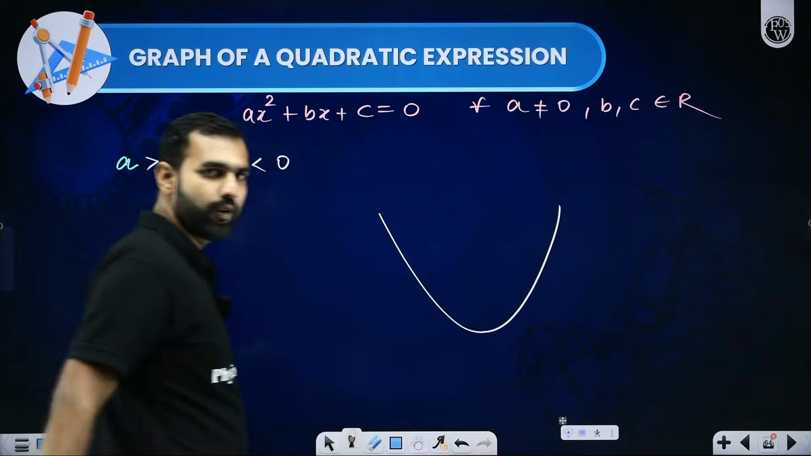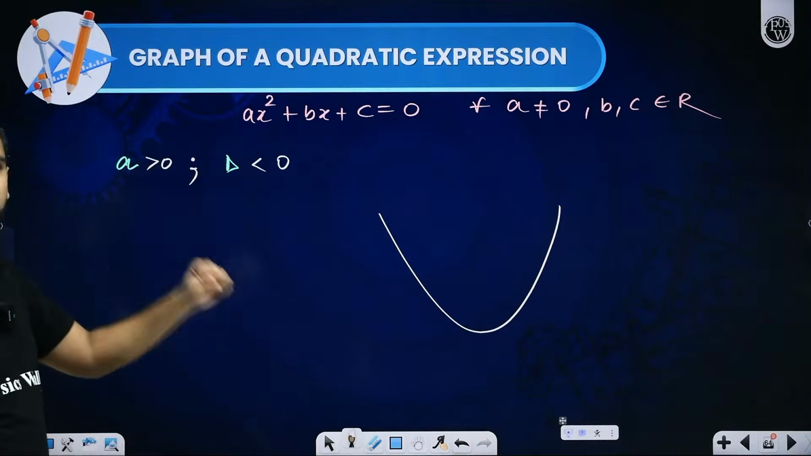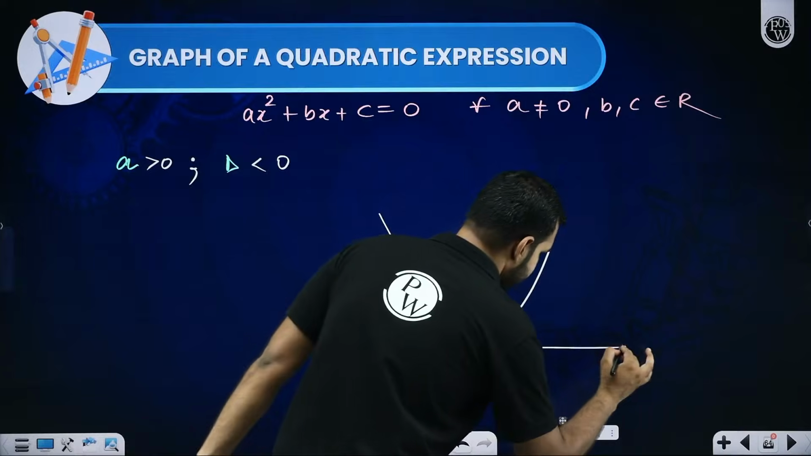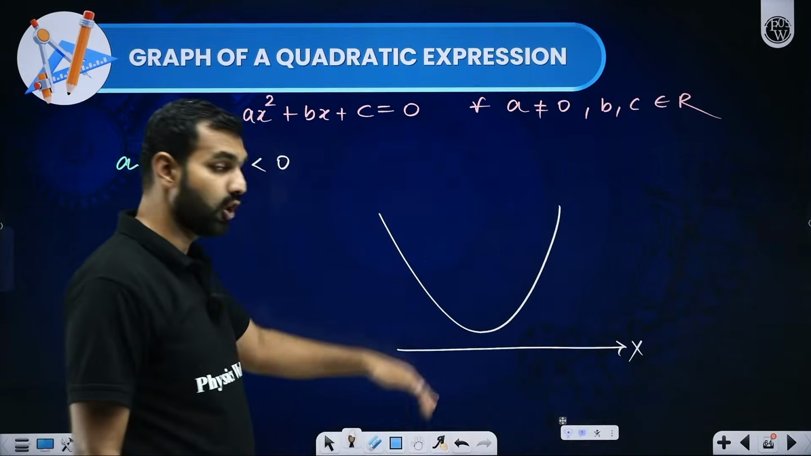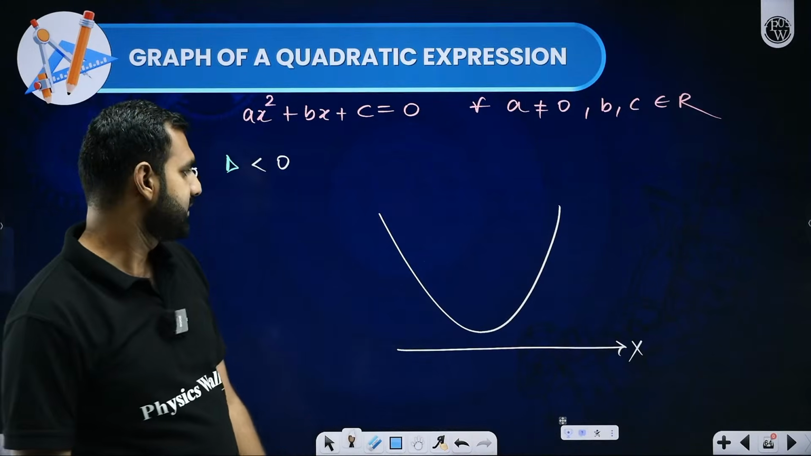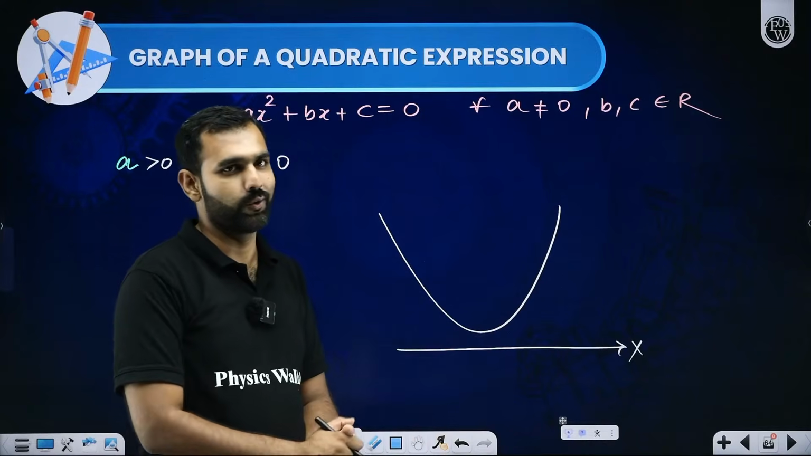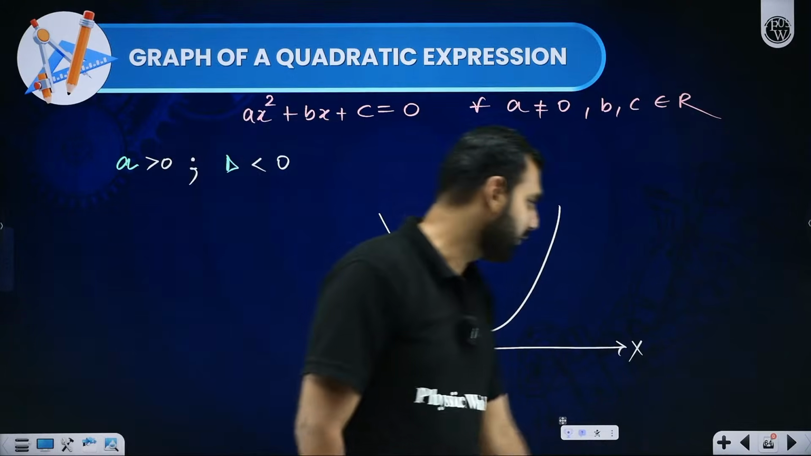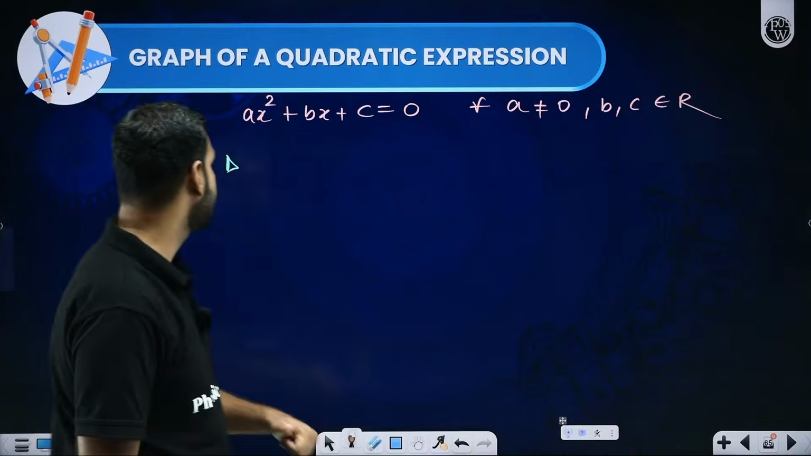The graph will still be upward facing because of a being positive, but the x-axis will lie below it because it will not intersect the x-axis, because it does not have any real roots. Got my point, everyone? Shall I move ahead from here? Next case.